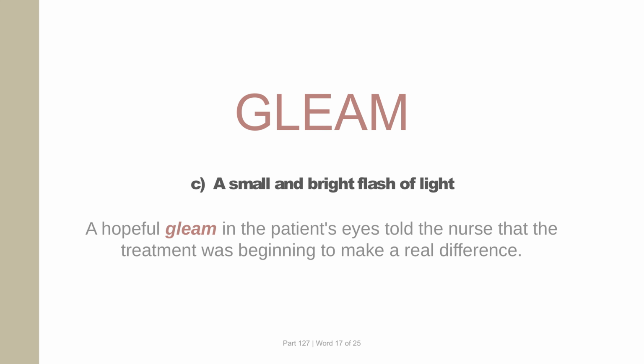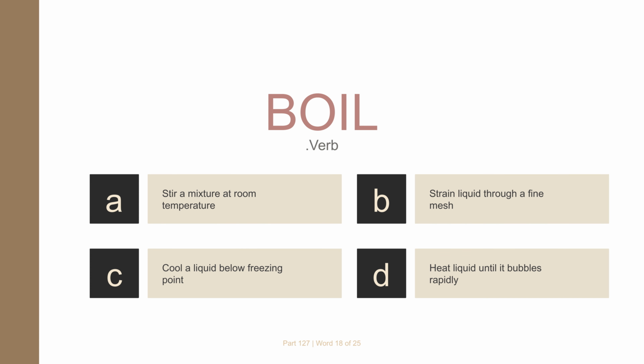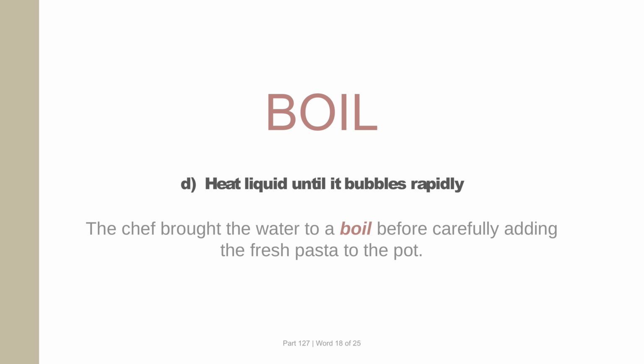difference. Question 18. What is the meaning of boil? Option A. Stir a mixture at room temperature. Option B. Strain liquid through a fine mesh. Option C. Cool a liquid below freezing point. Option D. Heat liquid until it bubbles rapidly. Correct answer, option D. The correct meaning of boil is heat liquid until it bubbles rapidly. Example: the chef brought the water to a boil before carefully adding the fresh pasta to the pot.